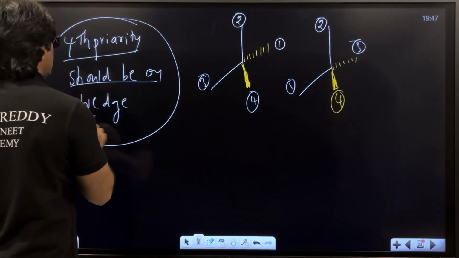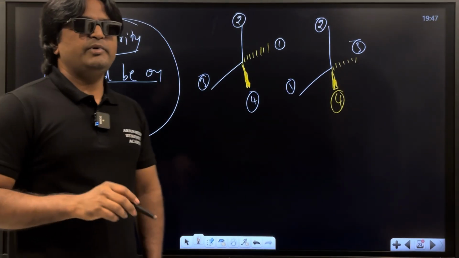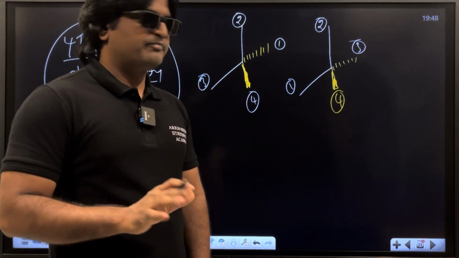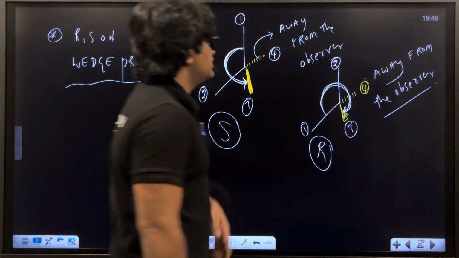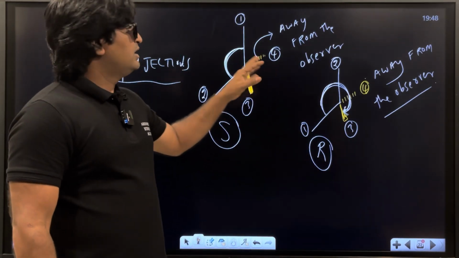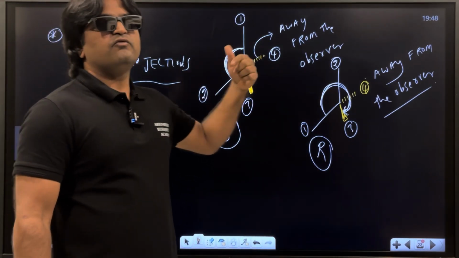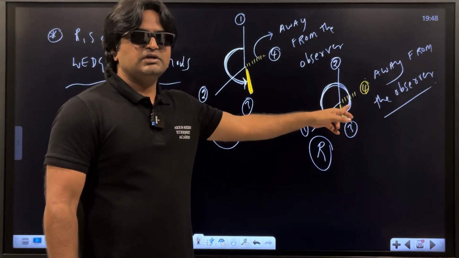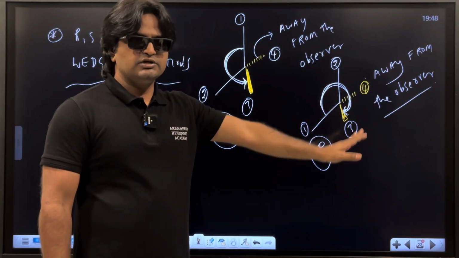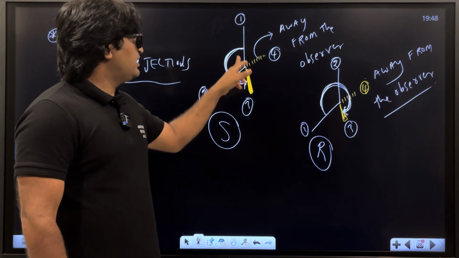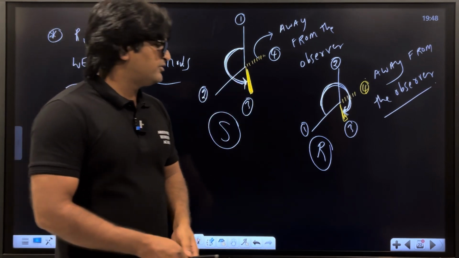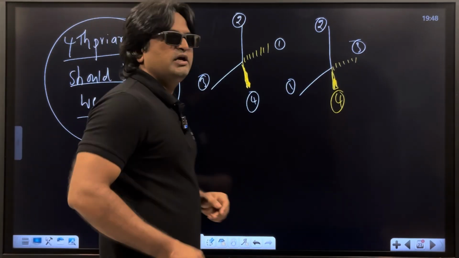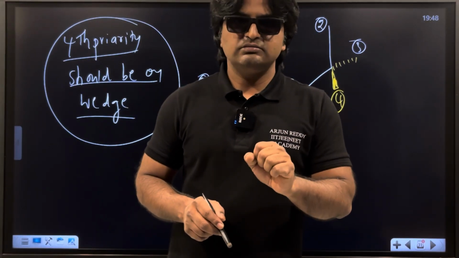Now this is the condition. What about the fourth priority? Fourth priority should be on the wedge. That may be broken wedge or thick wedge, no problem. But straight away, if it is present on the broken wedge and on the basis of direction of 1, 2, 3 priorities, if 1, 2, 3 priorities are in clockwise direction, then what is the configuration? R configuration. If 1, 2, 3 priorities are in anti-clockwise direction, S configuration. But in this one, no problem, your least priority group is present on wedge, but thick wedge.